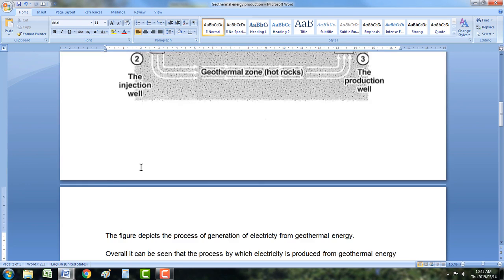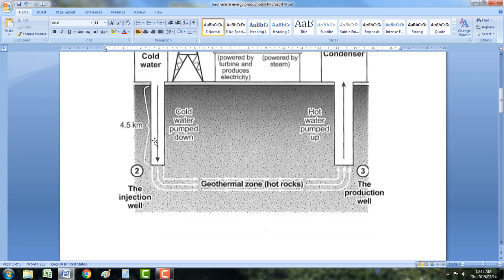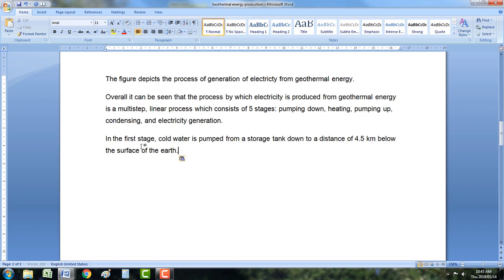So you might want to quickly pause the video, think of what sentence you're going to say. Here's my sentence. In the first stage, very important, cold water is pumped, passive, from a storage tank down to a distance of 4.5 kilometers below the surface of the earth. You could say underground. That's a good opportunity for some nice vocabulary.